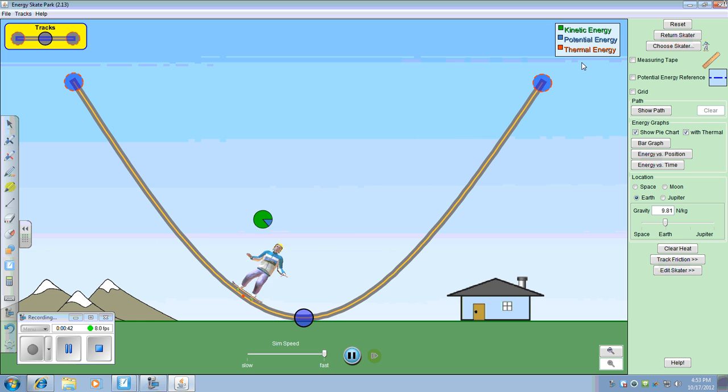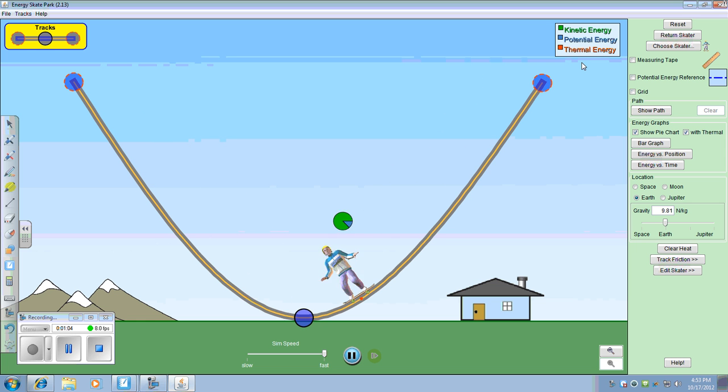And what we see is this pie chart. This pie chart represents the fact that the energy throughout the system is going to remain constant. This is our first conservation law for our units so far, this conservation of energy. We see at the very top it has more potential energy, and at the bottom it has more kinetic energy.